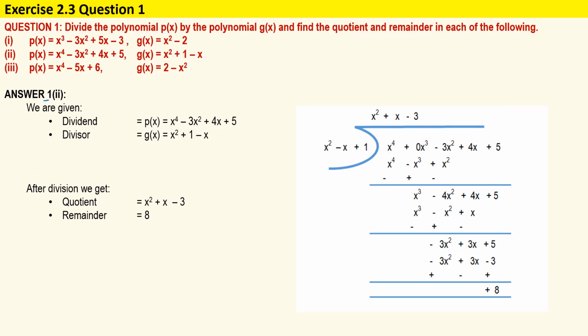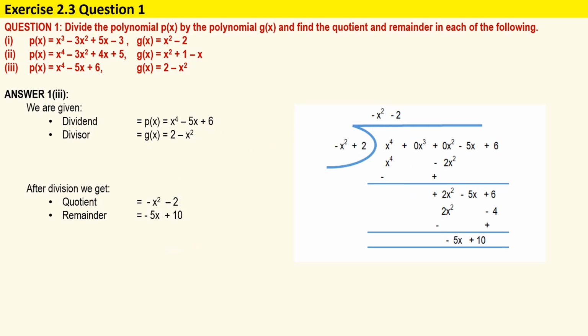Answer to question 1 part 2, we are given dividend p(x) equal to x raised to power 4 minus 3x squared plus 4x plus 5, and the divisor in our case is g(x) equal to x squared plus 1 minus x. The entire steps for the division are shown here, and by these steps we see the quotient is equal to x squared plus x minus 3 and the remainder is 8, and that is our answer.